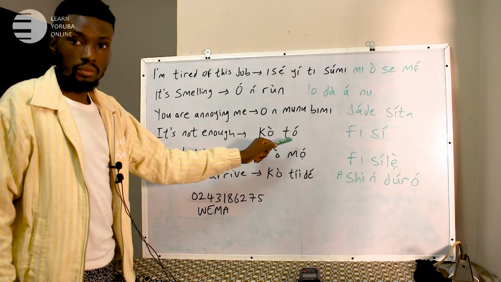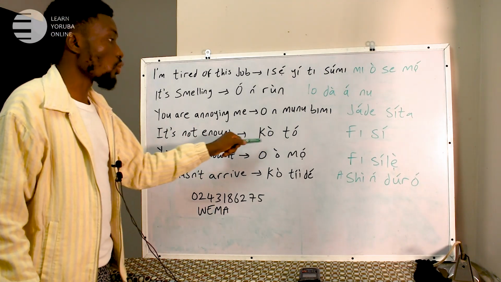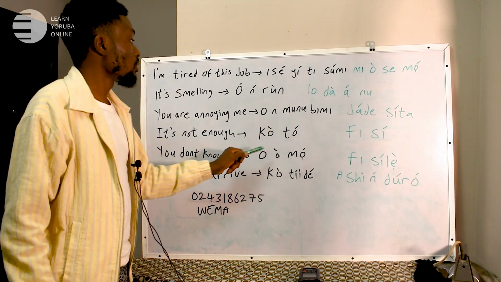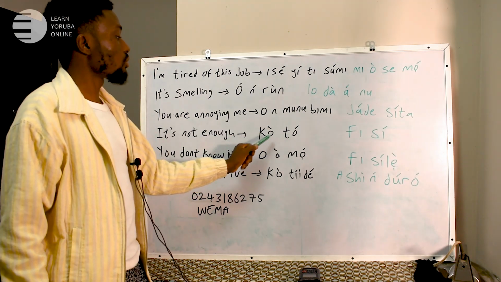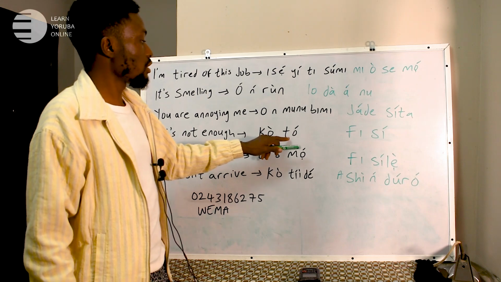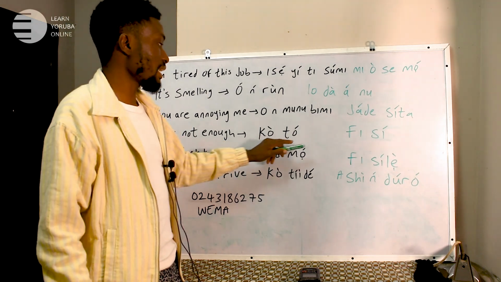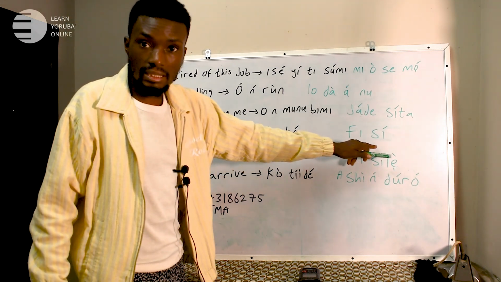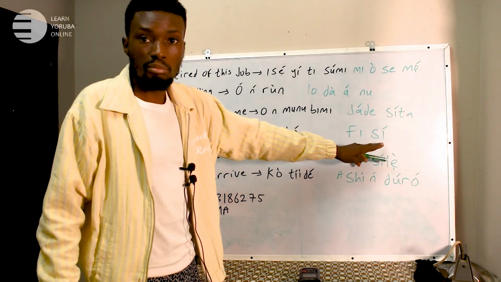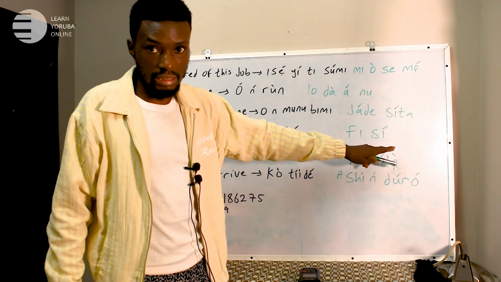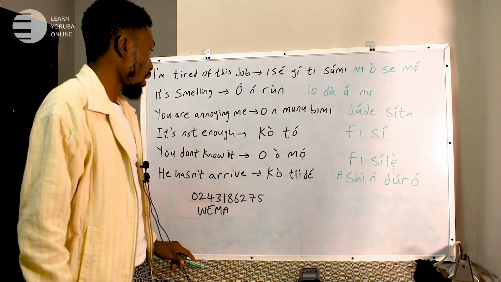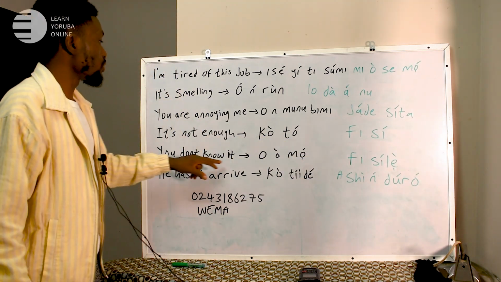it's not enough. Ko to, this one is ko to, this one is not, this one is to is enough. So not enough. You can then add fisi. So fisi is add more or add to it. Fisi, add to it. And we also have you don't know it.